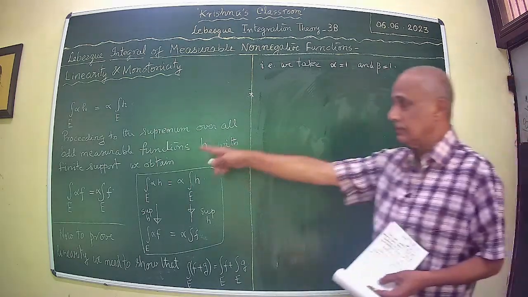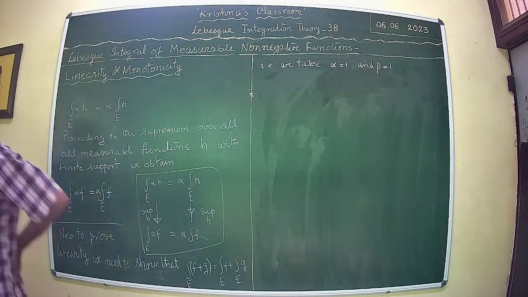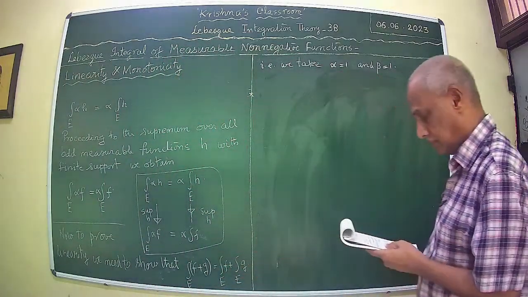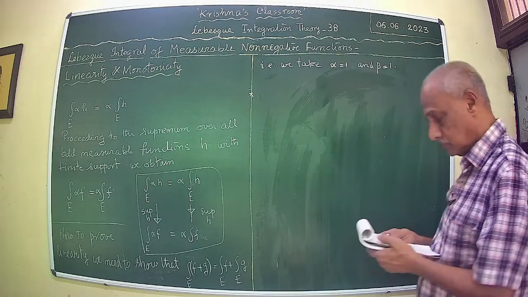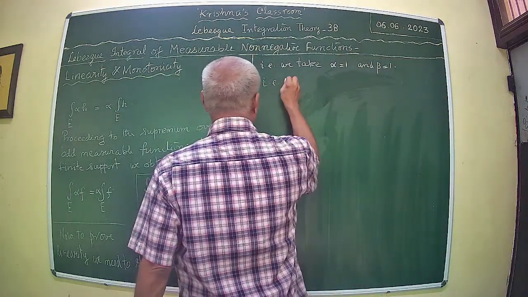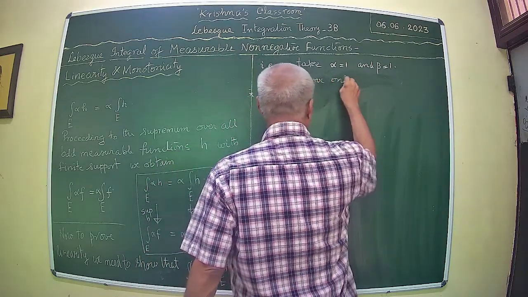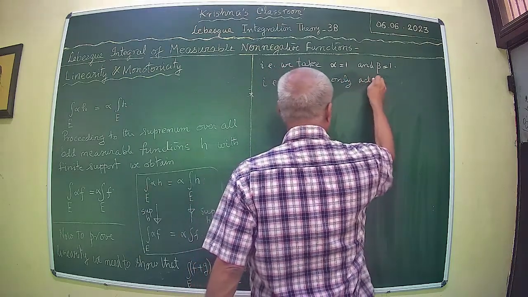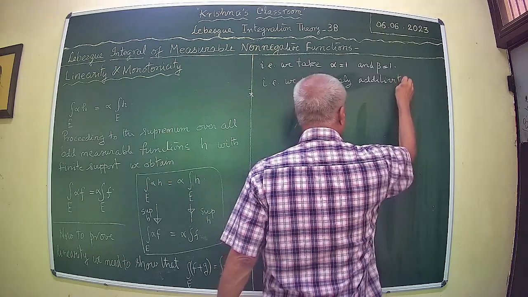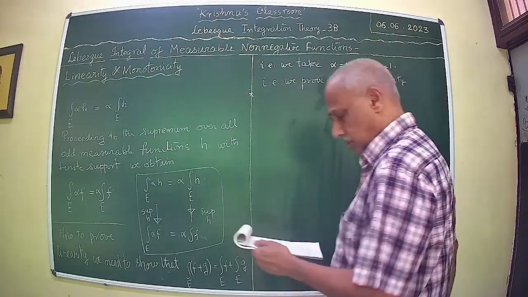Then combining with the homogeneity property, you get the partial linearity that we are working on. Okay. That is, we prove only additivity. So how do we prove this?